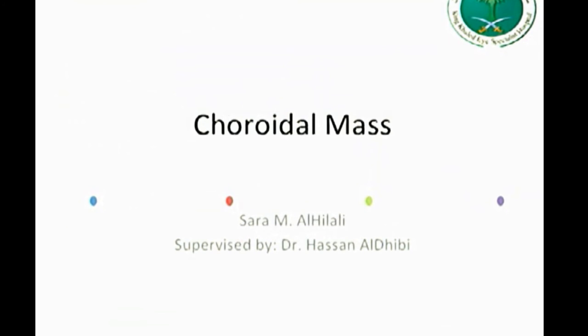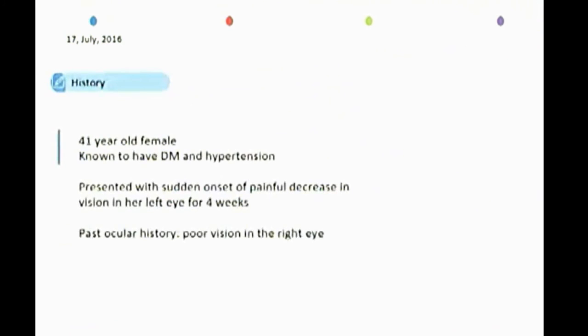Assalamu alaikum. My name is Sara Al-Hilali. I'm a first-year resident. First of all, I'd like to thank Dr. Hassan Adibi for giving me the opportunity to present this interesting case. I'm going to present a case about a choroidal mass, but with a twist. So I'll take you through the journey of our patient.